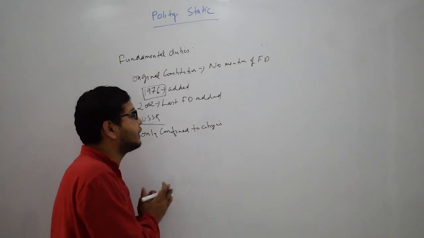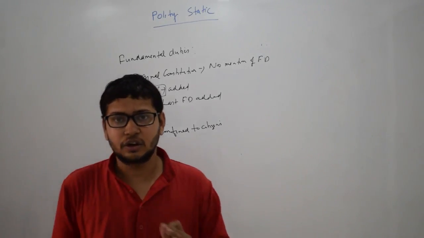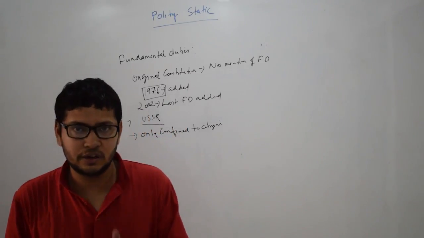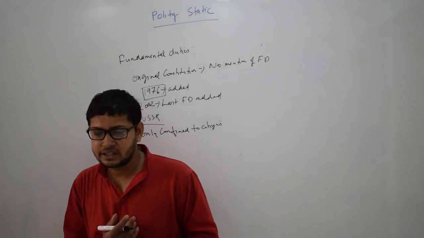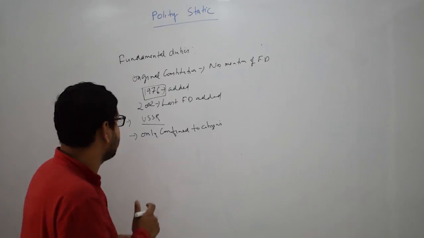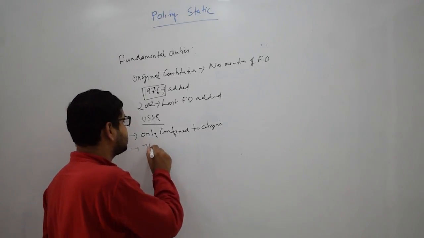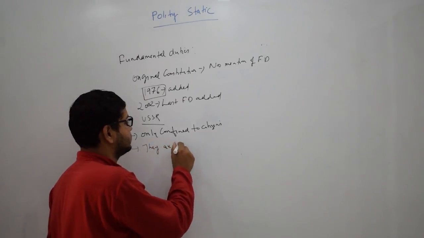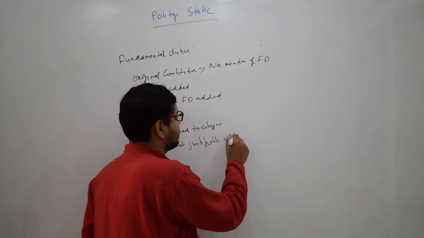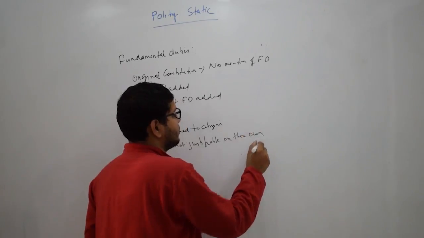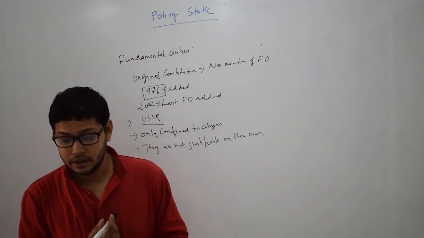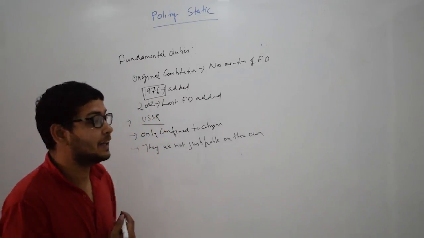So it is only confined to citizens. It is not for the aliens. Aliens do not have any fundamental duties. It's only for the citizens. Next important is that they are not justiciable, right? They are not justiciable on their own. But yes, Parliament is free to enforce them by passing a suitable legislation.